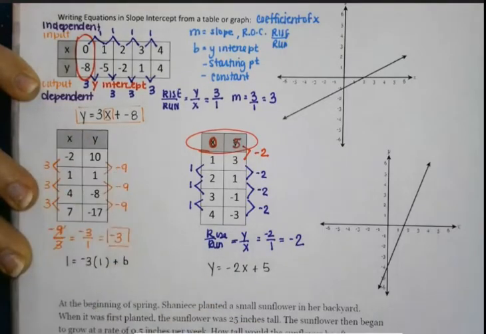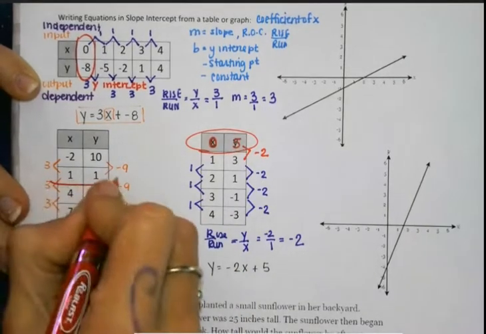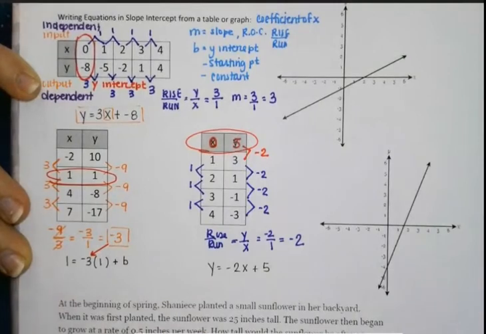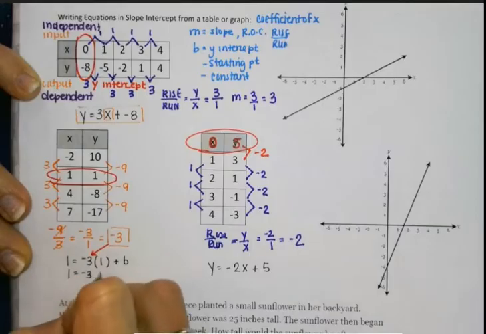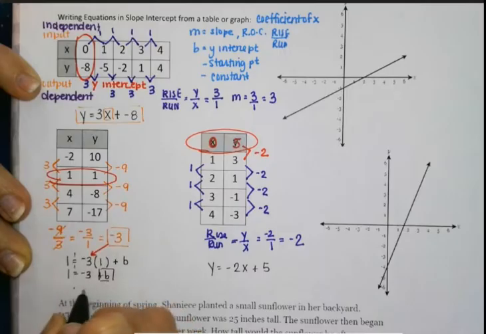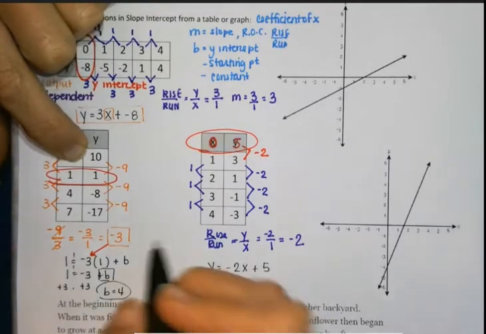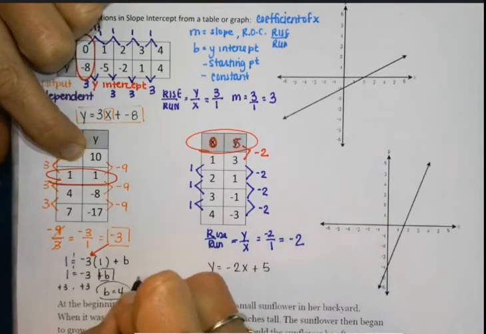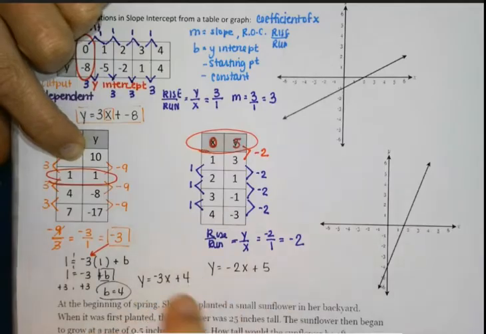So I can use tables to do the same thing. Again, this was just our slope, and I'm using this coordinate 1, 1, and I'm going to solve for b. So 1 equals negative 3, because negative 3 times 1 is negative 3. We're going to divide, solve for b. That's a negative 3, add 3. So b is going to equal 4. All right. So then in that case, we have our slope and we have our y-intercept. y equals negative 3x, don't forget your x, plus a positive 4.